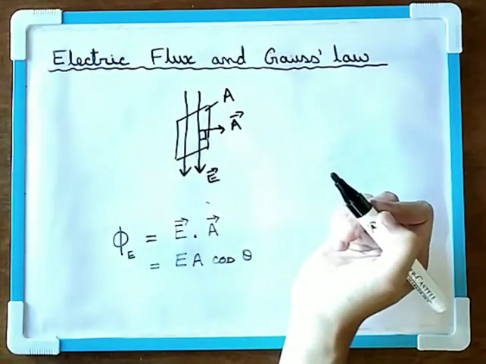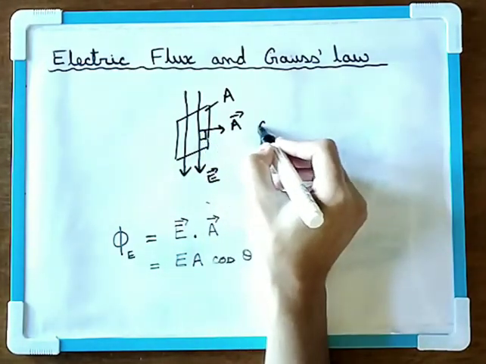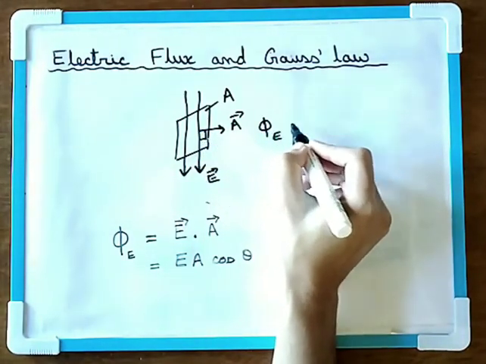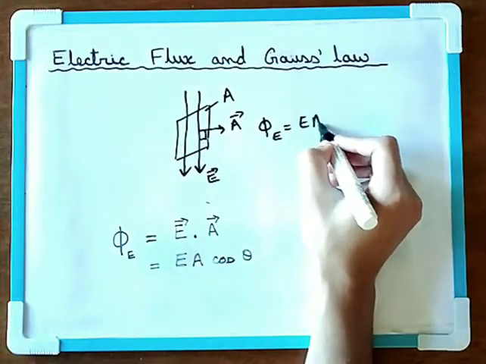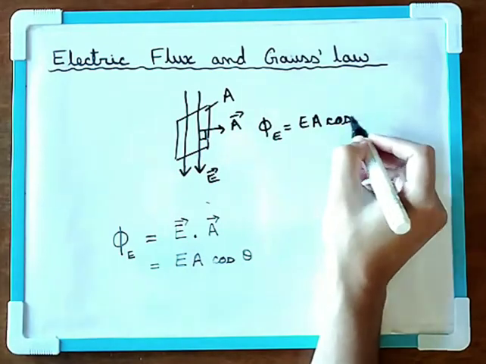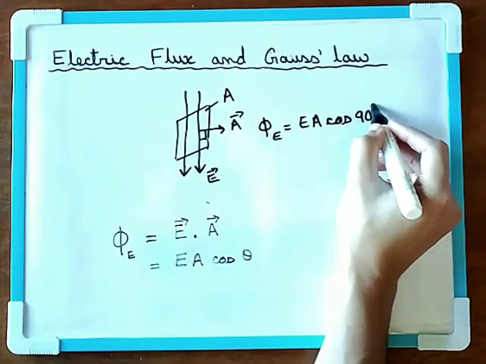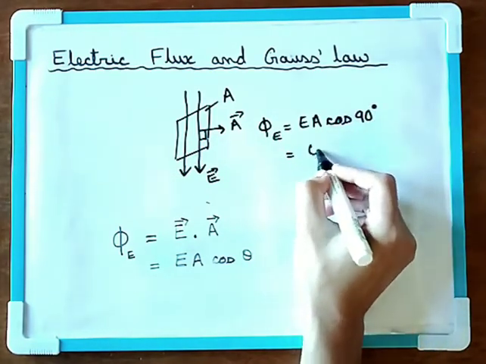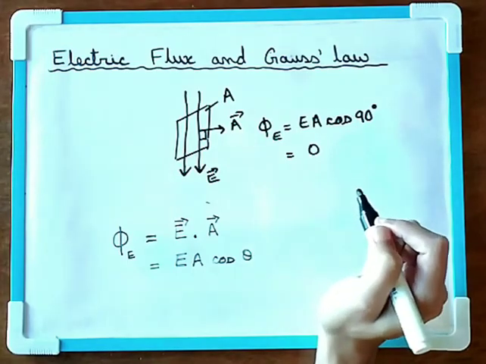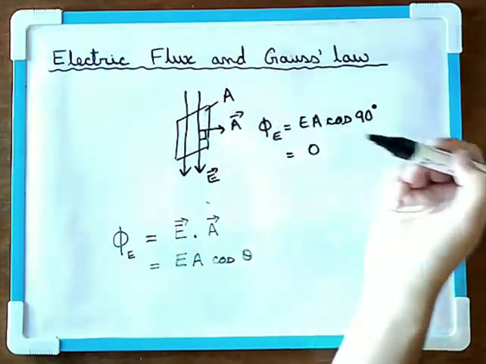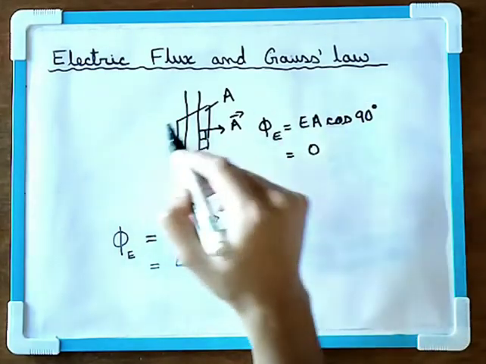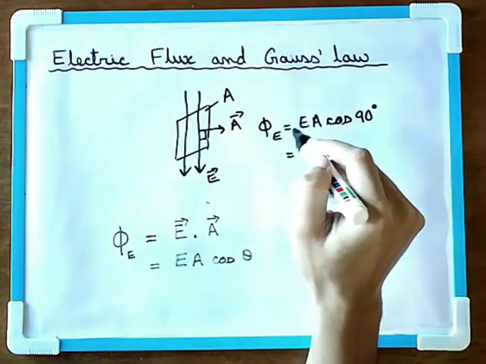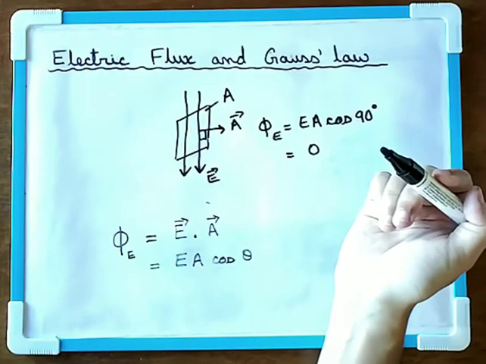is 90 degrees. So in this case, your phi E will be equal to E A cos of 90 degrees. Cos of 90 is equal to 0. So the electric flux is equal to 0 in this case. You can see in the diagram also, there are no electric field lines which cross the area. Hence the electric flux is equal to 0.